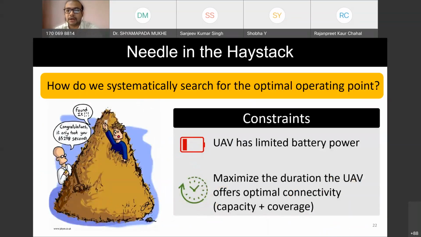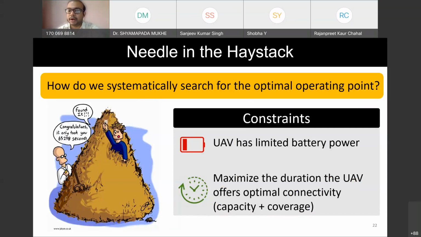So this is sort of a needle in a haystack problem, and this is the main systems engineering problem: how do you systematically search for the optimal operating point? And there are constraints, like the UAV has limited battery power; it won't fly more than 30 minutes, or not more than an hour, even with the more sophisticated drones with lots of batteries. It doesn't go more than that in most cases.